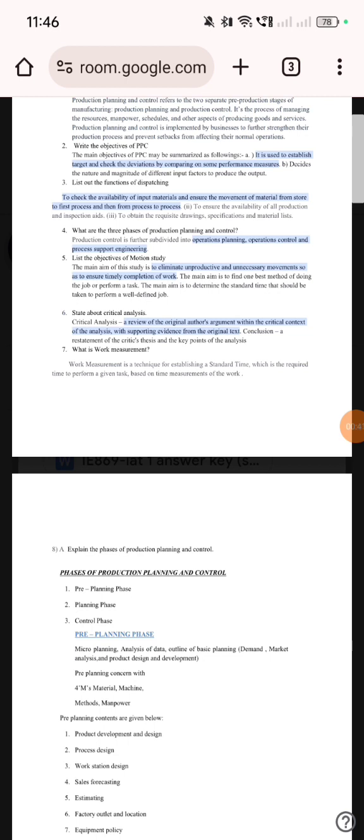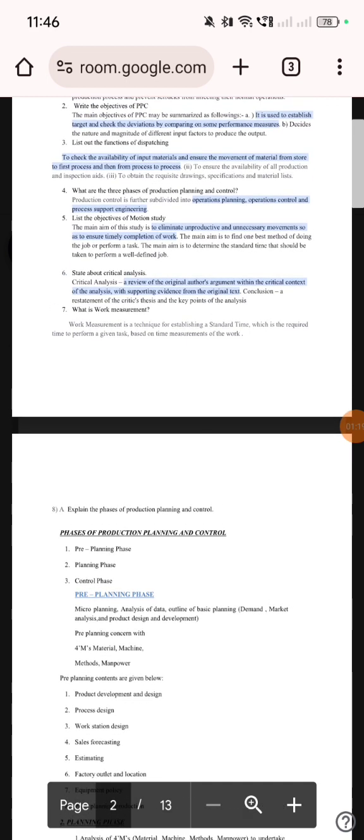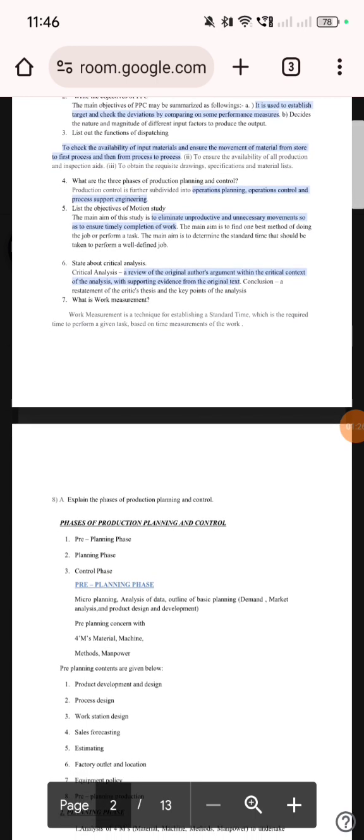Next question, what are the 3 phases of production planning control? There are 3 key stages that take place in the production of any film. First one, pre-production. Second one, production, filming. Third, post-production: editing, color grading and visual effects. These are the main 3 phases of production planning control.